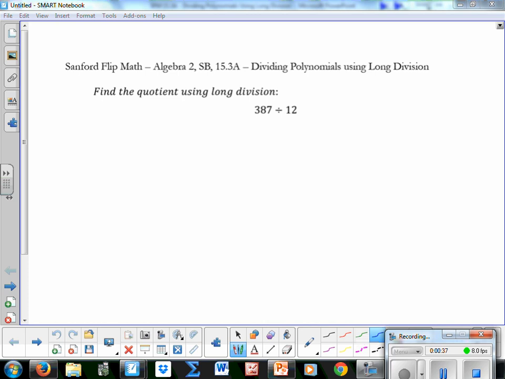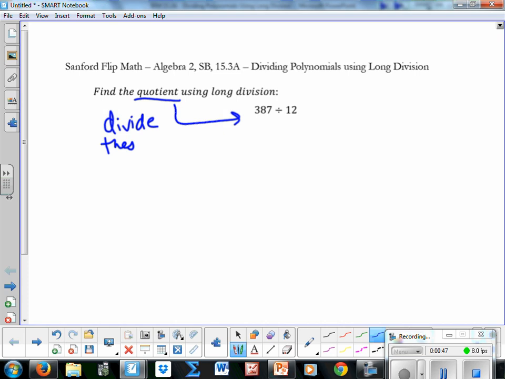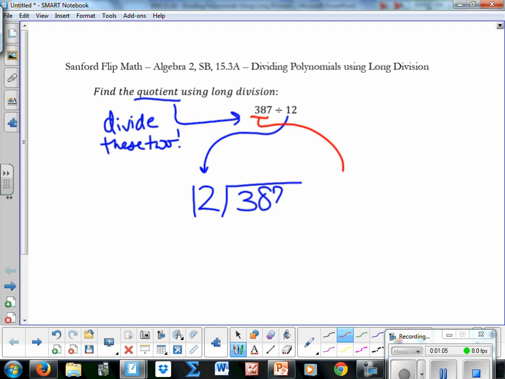Okay, so when we're asked to find the quotient, that means to basically just divide these two. That is the answer when we divide, the quotient. So I'm going to set it up like this. The 12 goes over here. That's what I'm dividing by. And the 387, this part here, is what I'm dividing into. So those two things go in those places.